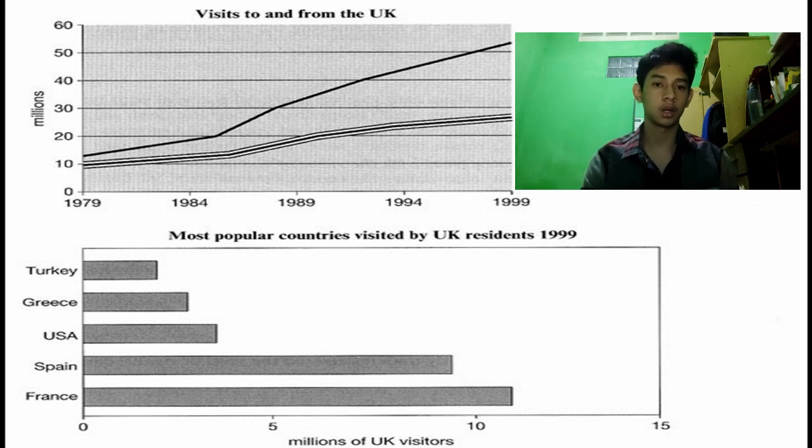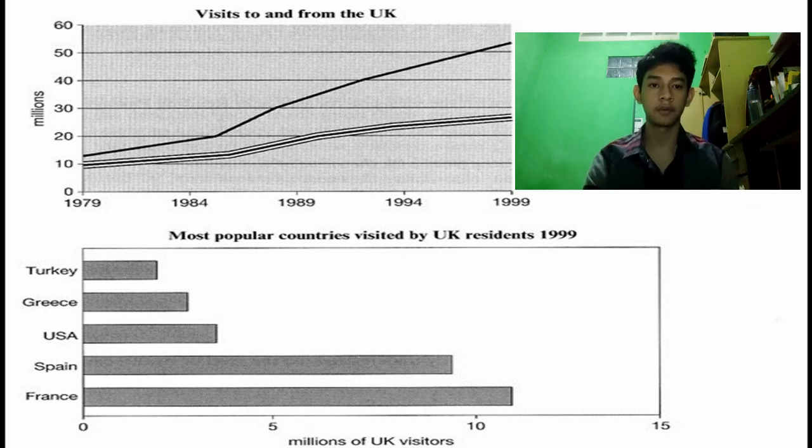So as you can see, the first chart or graph is the line chart. It shows that there are 2 lines. The first one, the above line, explains visits abroad by the UK residents, and below it, the second line explains the visits to the UK by overseas residents.